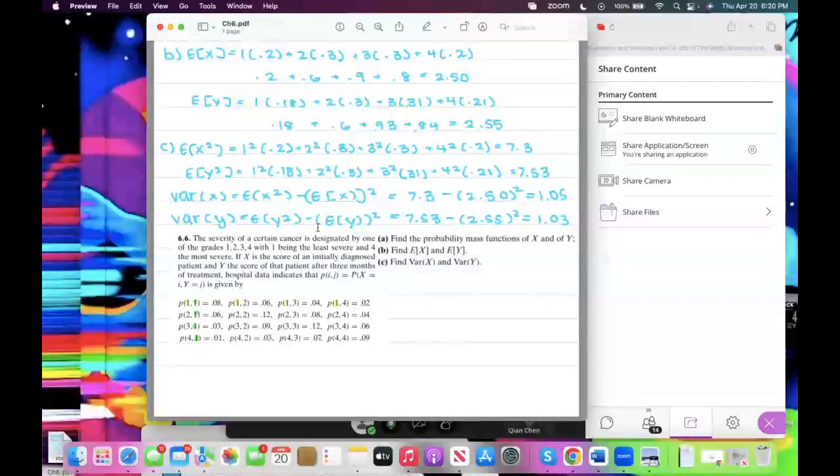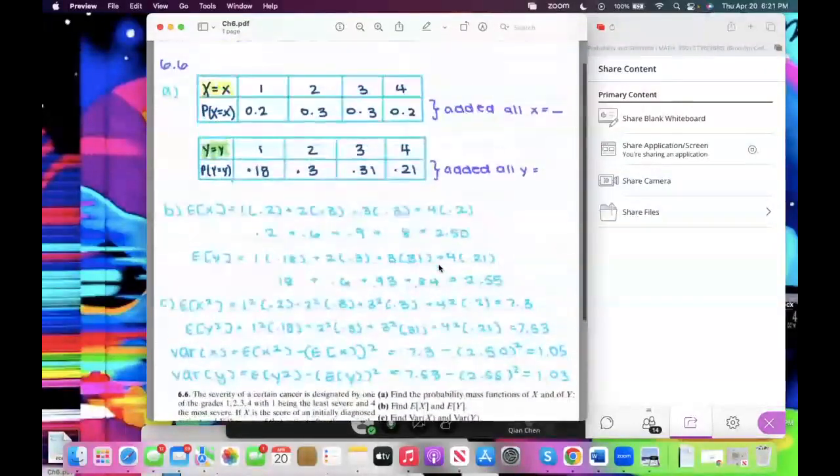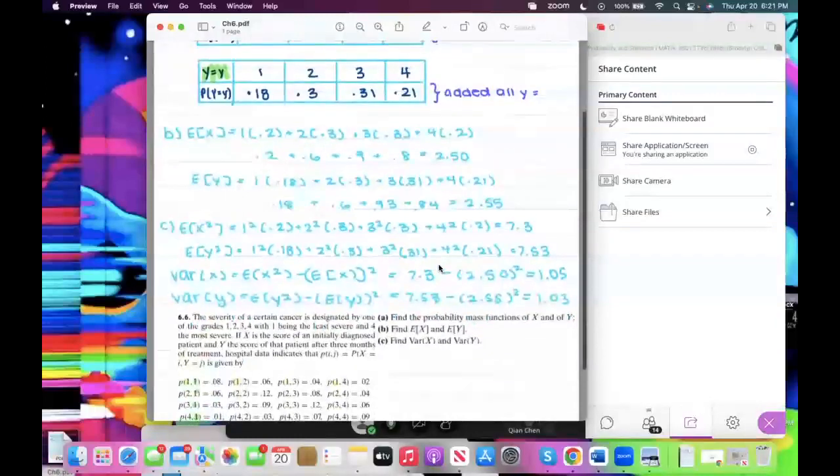So I thought this was a good sum up of what we've been talking about. The probability mass function was the first part, then the expected value and variance. So I made this little chart. I wrote a little example.